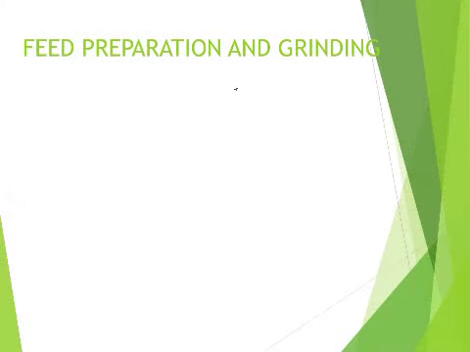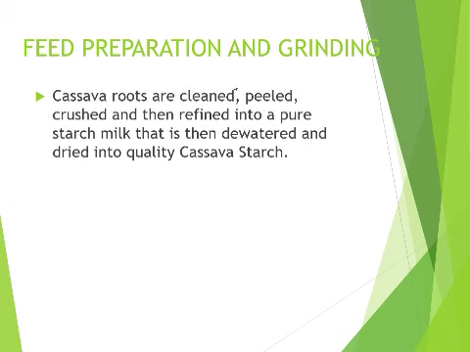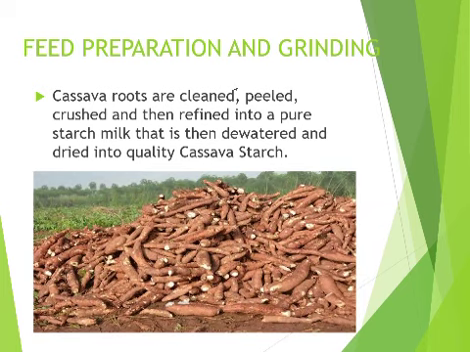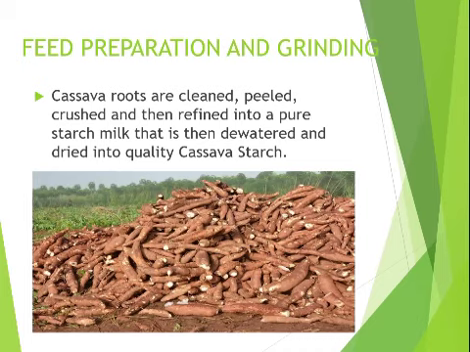Feed preparation and grinding. Here, cassava roots are cleaned, peeled, crushed, and then refined into a pure starch milk that is then dewatered and dried into quality cassava starch. So here is our image of freshly harvested cassava that will be later cleaned, peeled, crushed and ground for the production of bioethanol.